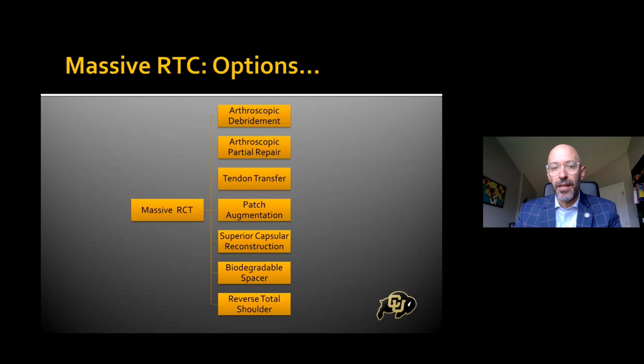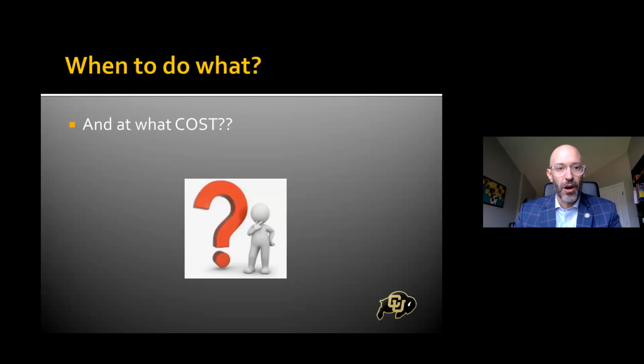And there are a dozen options for massive cuff repair. We can just debride it. We can partially repair. We can transfer tendons, a patch, the SCR. We now have the biodegradable spacer. And then finally, the reverse arthroplasty.